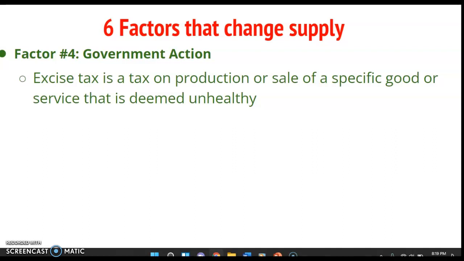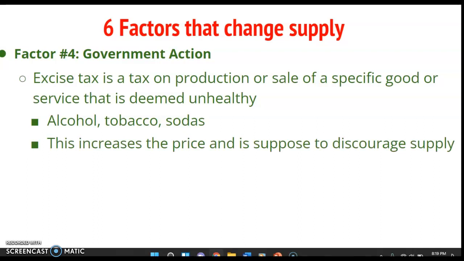This tax is a production tax that is put on specific goods or services that are deemed unhealthy. So we can see these on tobacco products, maybe even alcohol products, and sodas and maybe candy. This tax is put into place to hopefully discourage supply. Hopefully people are now making less of that product so that there's less of it out there for people to demand. Okay? Taxes tend to decrease supply.